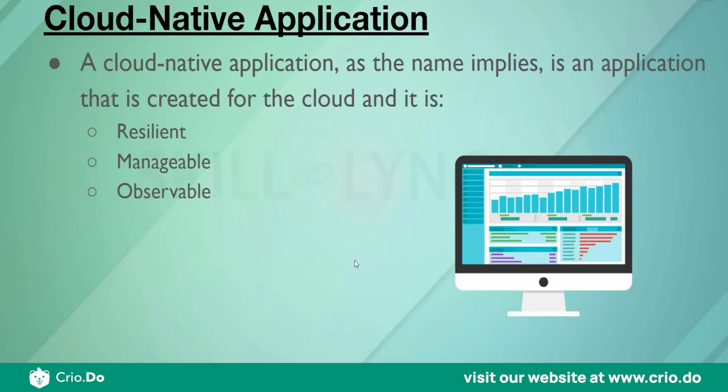When we mean cloud native application, it means that this application is created from scratch for the cloud. When we say for the cloud, it means that you are not maintaining or deploying that application in a physical server or in a virtual server that is present in your company or in your premises. Rather, you're creating it on the cloud, and by that definition or concept, it becomes resilient, manageable and observable.